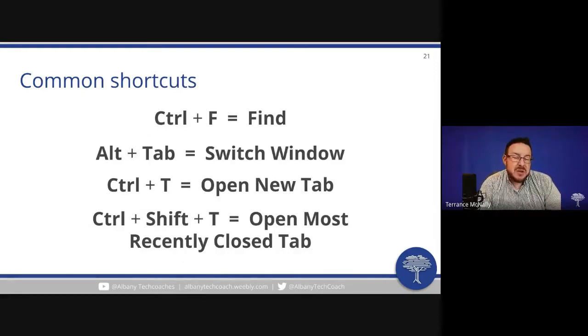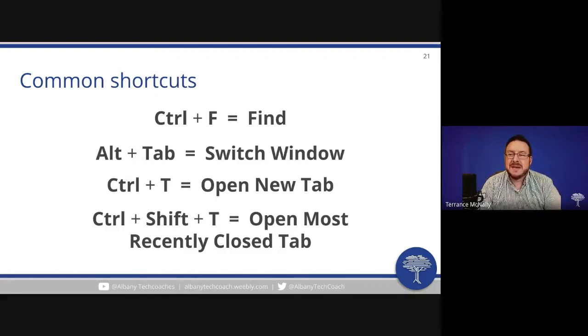If you're in a web page and you're looking for something specific, you want to find that specific word, for example, it brought you to a big long web page and you're looking for something specific, Control F will bring up a little search box and you can search within that page. It's a great way to help you find stuff.